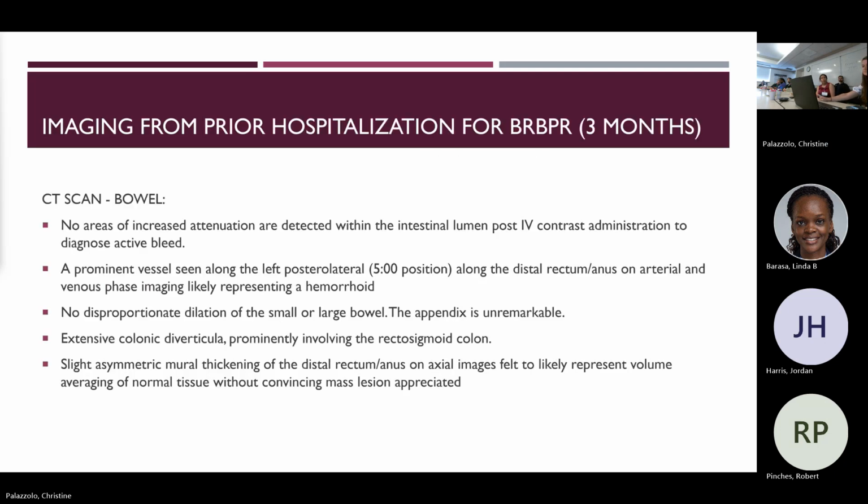All right, so I just wanted to bring up the CAT scan from her prior hospitalization. They noted the prominent vessel along the left posterior lateral area, thought to be a hemorrhoid, making note that she has extensive colonic diverticuli, but no areas at that time that showed an active bleed. And she did have some asymmetric mural thickening of her distal rectum, thought to be averaging normal tissue without any convincing mass. All right, we can go to the next slide.